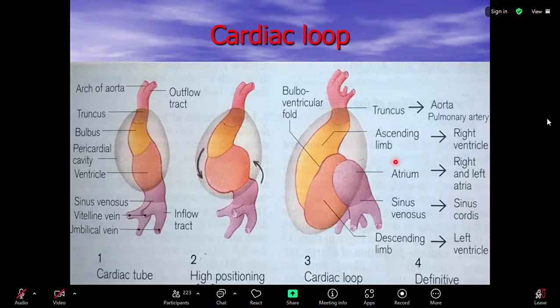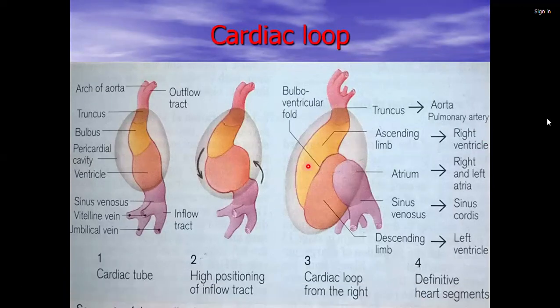Now, this is very important because sometimes instead of looping towards the right, there's looping towards the left. So there's a rotation which is going in the wrong direction. And that is very important. Now, since this loop has formed, what happens inside?